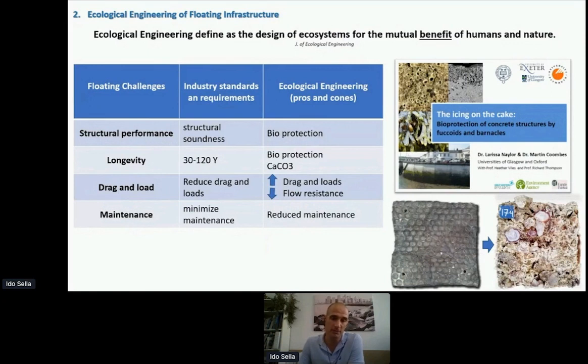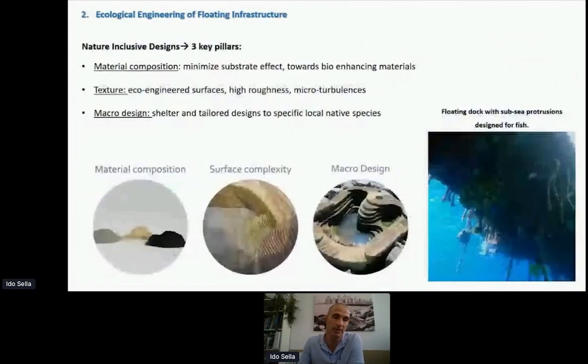We can harness forces from nature as bioprotection and accumulation of calcium carbonate by different organisms to affect the drag loads forces and to reduce flow resistance and also reduce maintenance in those structures. And it's all basically based on three key pillars, which are the material composition of the structure itself, what we build the structure from, the texture, the microstructure of the structure, and the micro design.